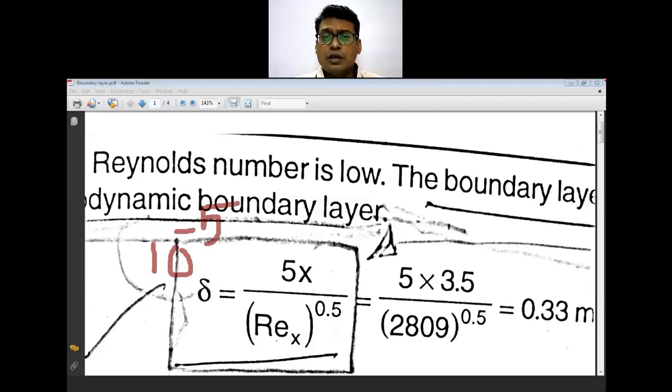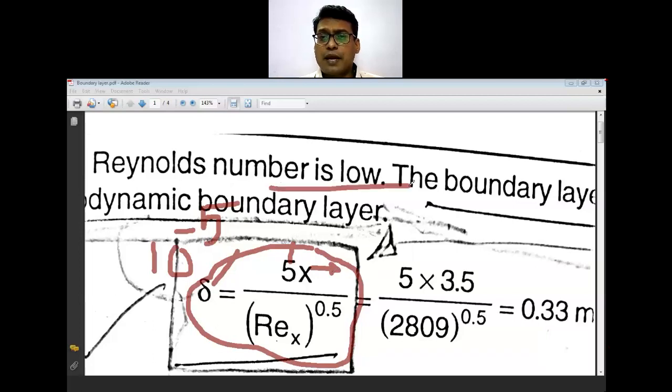then we are using this formula for delta. This is nothing but your hydrodynamic boundary layer, 5 times the distance of the plate. At what distance am I going to calculate? This is a plate and this is the distance x, and I am going to calculate the thickness of the boundary layer at this distance. This is the x and this is the delta. So delta equals 5 times the length upon the Reynolds number at that length raised to the power 0.5. So this is the thickness of the hydrodynamic boundary layer that is calculated.